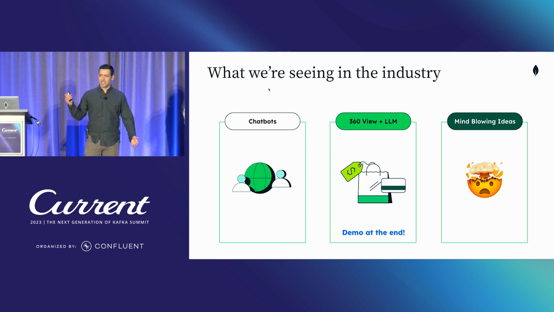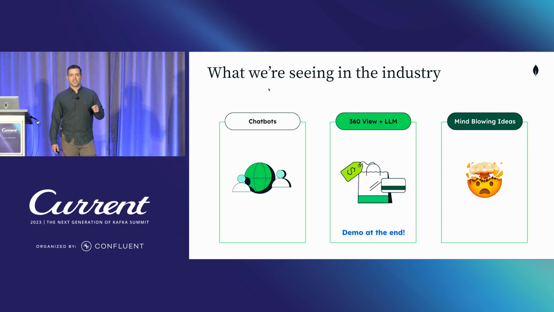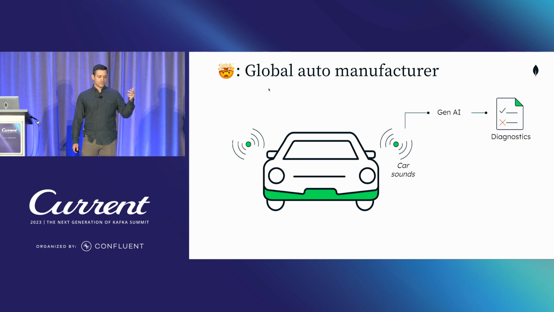And then the industry term, mind-blowing ideas. There are a couple of things that we're seeing on the fringe that I think are really interesting about generative AI. I'll cover one of these in just a second. Different auto industry and chemical companies are using it beyond just text-based generative AI use cases. So what does one of those look like?